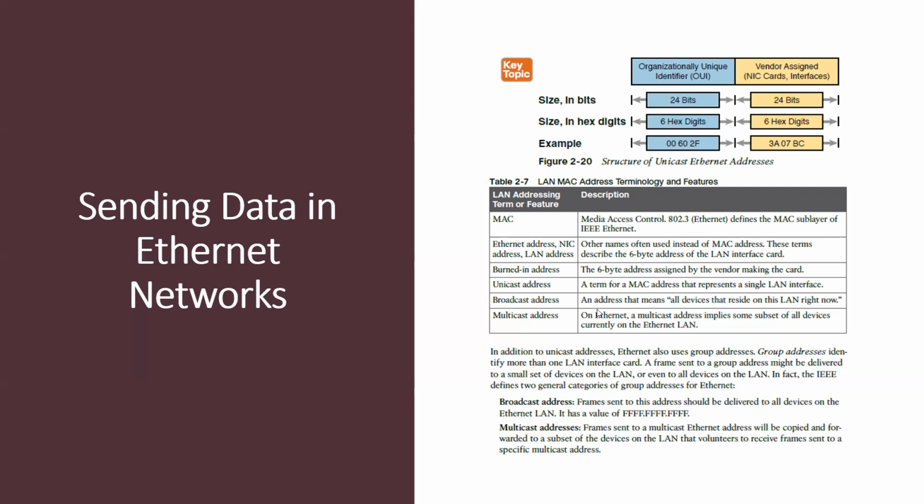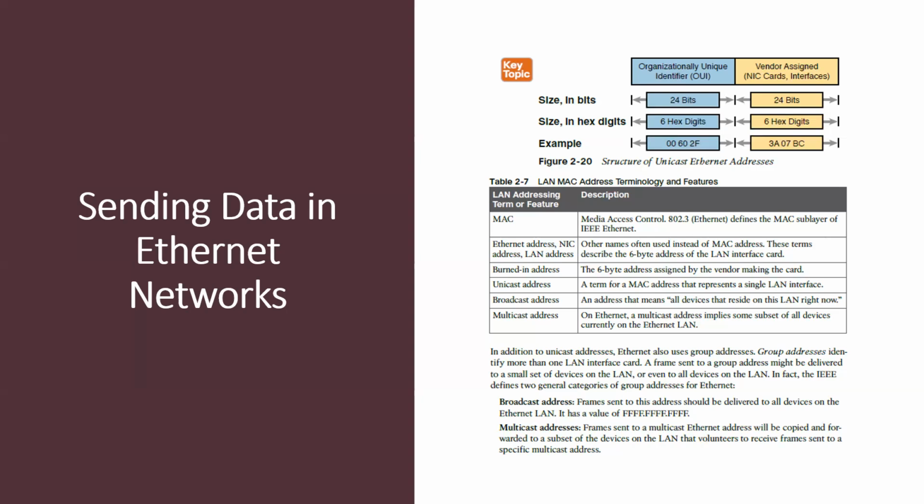Ethernet address, NIC address, LAN address, right? And so basically that's the address that's burned into maybe your Ethernet port, your RJ45 port. Every port will be different. Okay. Every port will be different. But that's what's built into each port on any device if it has an RJ45 port. Okay. Next, burned-in address, right? The 6-byte address assigned by the vendor making the card. So again, the MAC address.